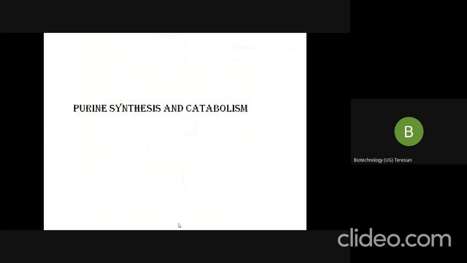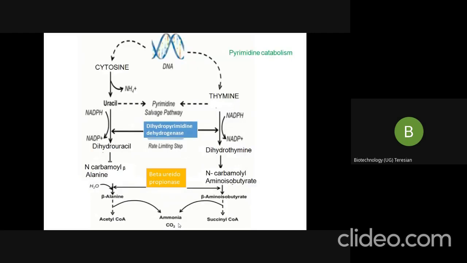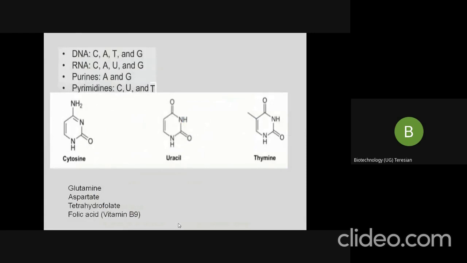So next we would like to look into the purine synthesis and catabolism. So whenever we spoke about the pyrimidine nitrogen bases, we said that you have cytosine, uracil and thymine. And what was the structure? Look at the structure. There were six-member nitrogenous bases. Okay, the structure is quite simple.